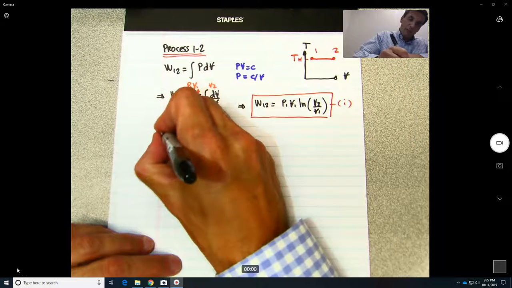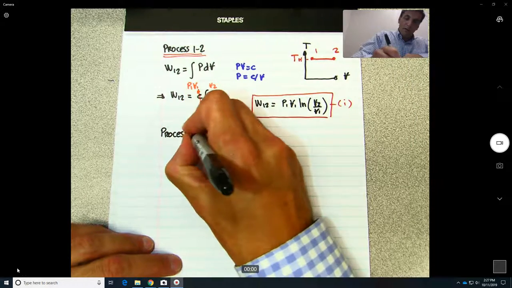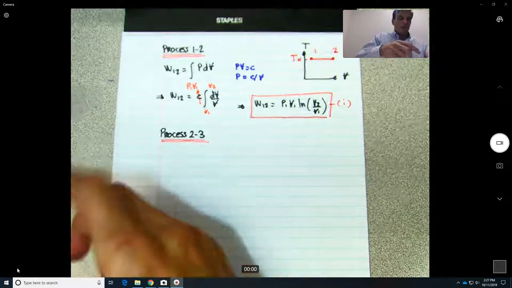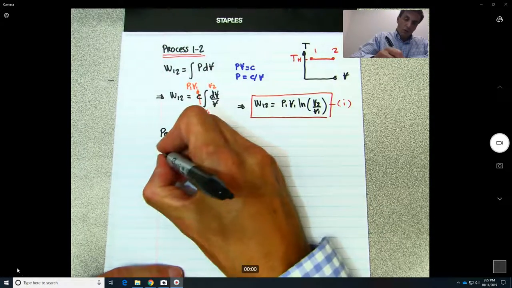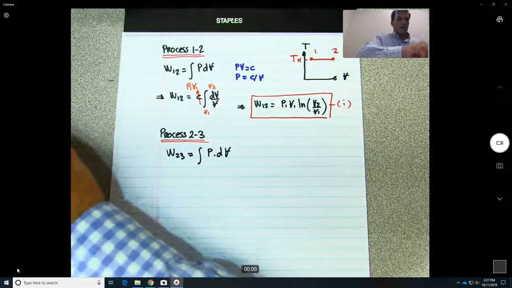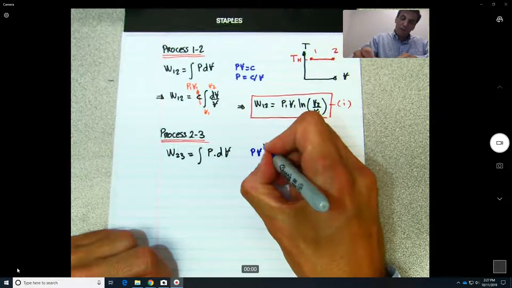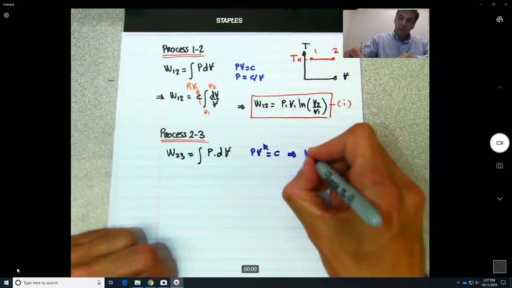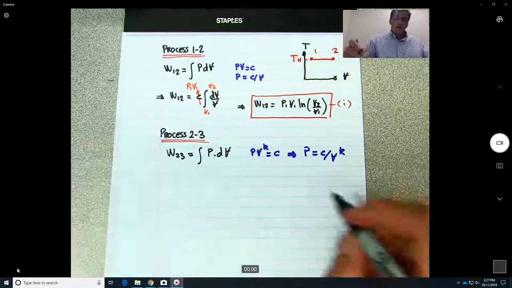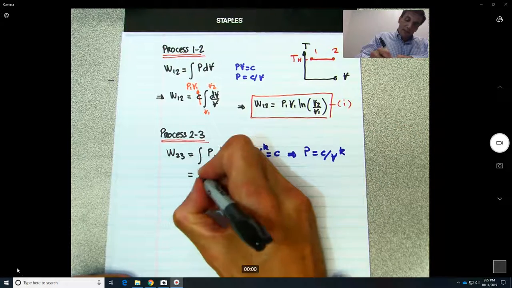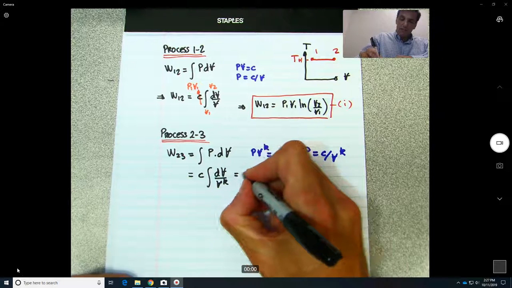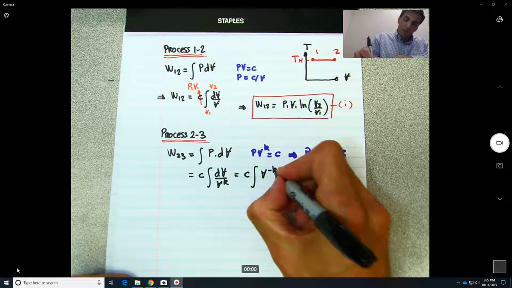We keep doing the same thing. Next, we do process 2, 3. So we have work 2, 3 equal to the integral of P dV. This time we know it's a polytropic process, PV^k equal to a constant. So that will mean that P equals C over V^k. So this will give us C dV over V^k. I think it's easier for you to integrate if I just rewrite it under this form.